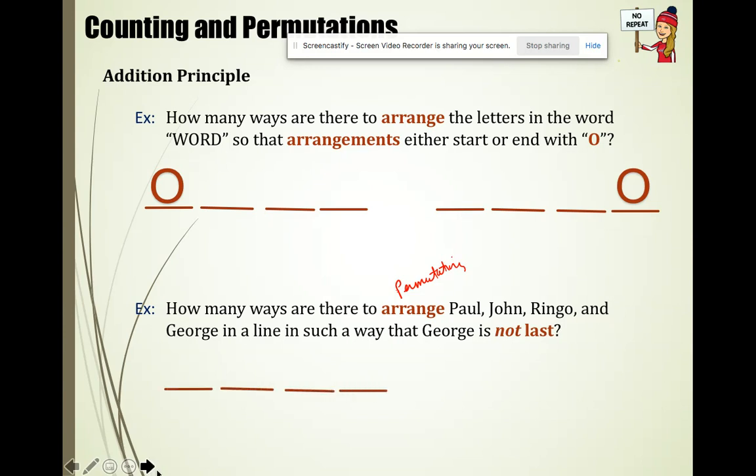Here's the way I chose. My first situation is George is not last, right? But I only want George is not last. I'm sorry. That's the only situation I want. George is not last. That's just one. Unlike up here, I had two situations that I wanted to add. Here, I have all the ways I can arrange. And what do I need to take away? All the arrangements minus the one where George is not last.